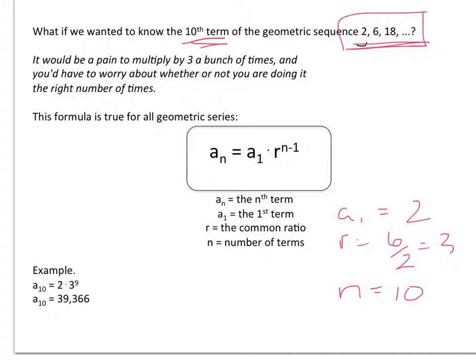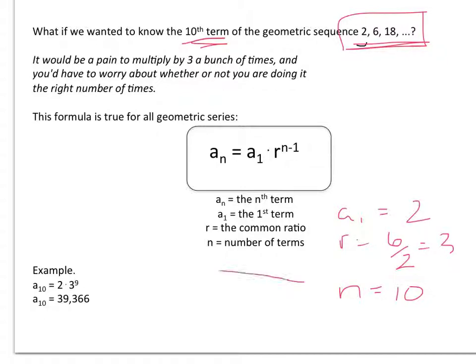So again, it's just a formula. You just need 3 bits of information. You need to know what the initial term was, what the common ratio is, and then we just need to know what term we want to find. So you want to find the 10th one in the sequence, you want to find the 13th term in the sequence, whatever that might be.